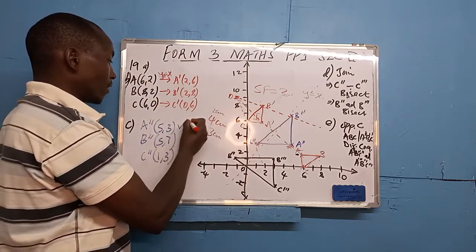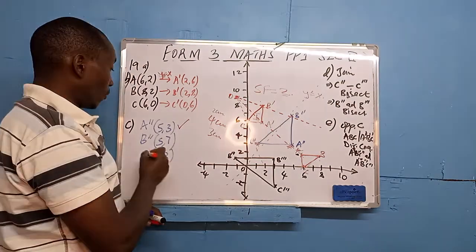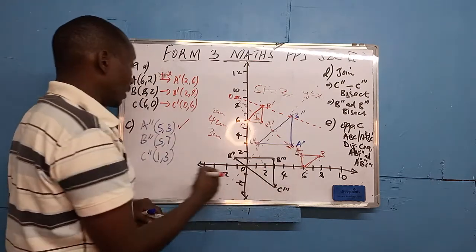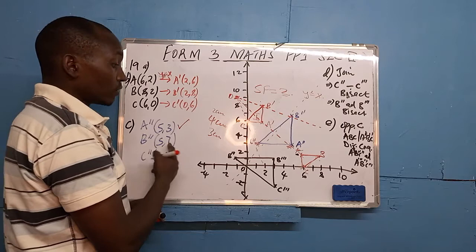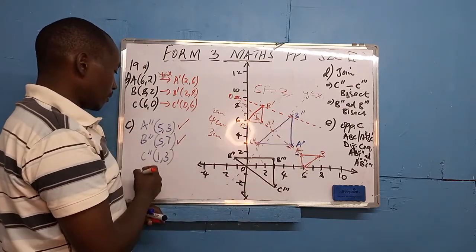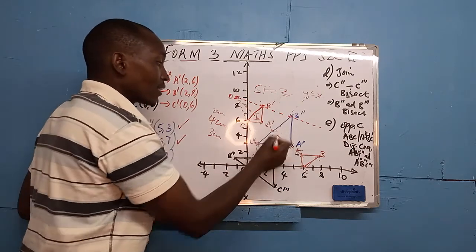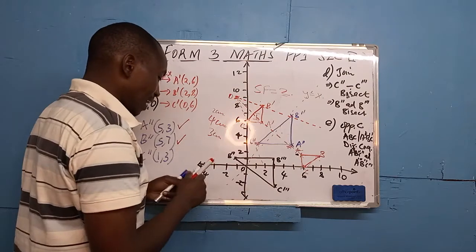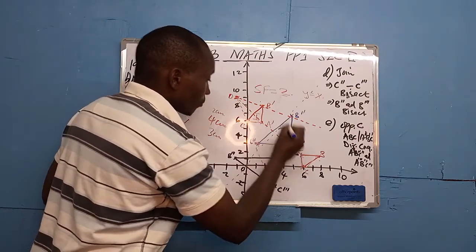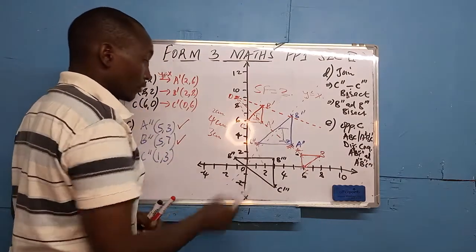And the coordinates, even if you do it accurately on a piece of graph paper, the coordinates of A double prime will be 5, 3. B double prime will be 5, 7. And then C double prime will be 1, 3. So that is the second image. Remember, that's now the second image of what we call successive transformation.